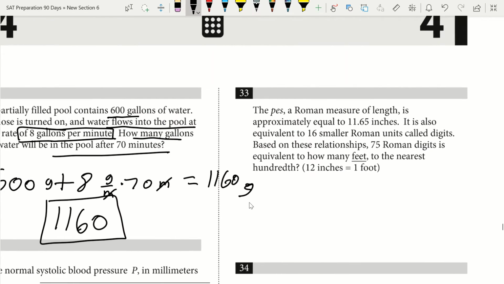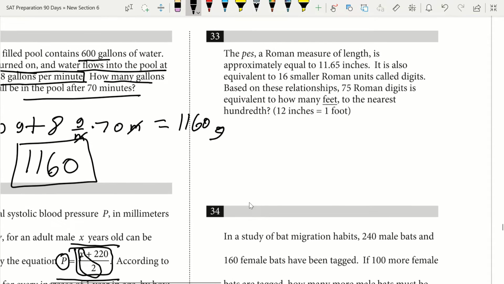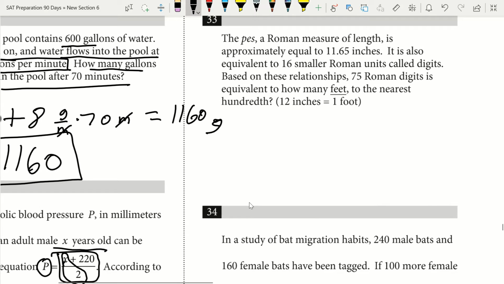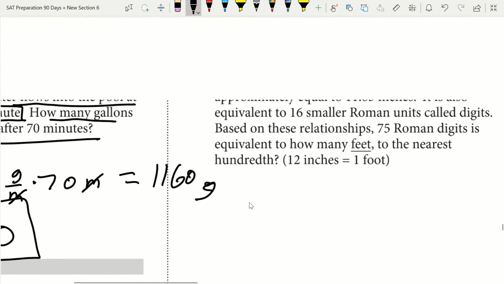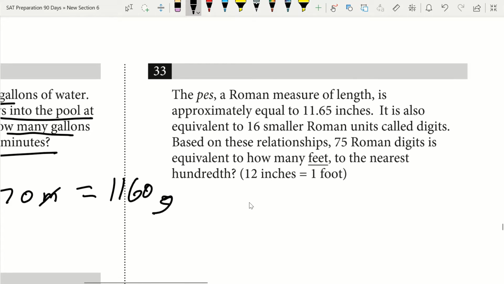Now we got 33. The pes, a Roman measure of length, is approximately 11.65 inches. It is also equivalent to 16 smaller Roman units called digits. Based on these relationships, 75 Roman digits is equivalent to how many feet? Keep in mind this is feet, not inches, to the nearest hundredth.